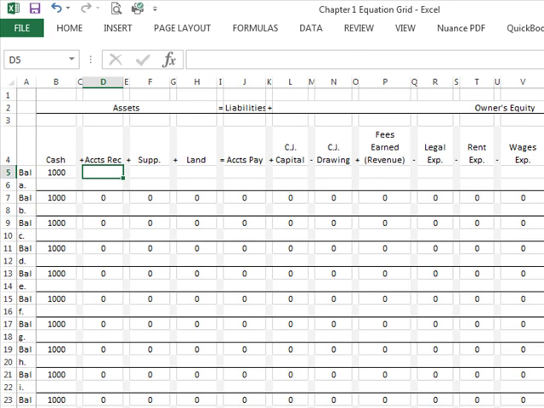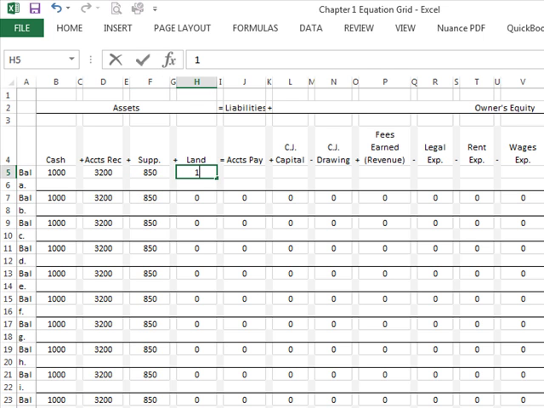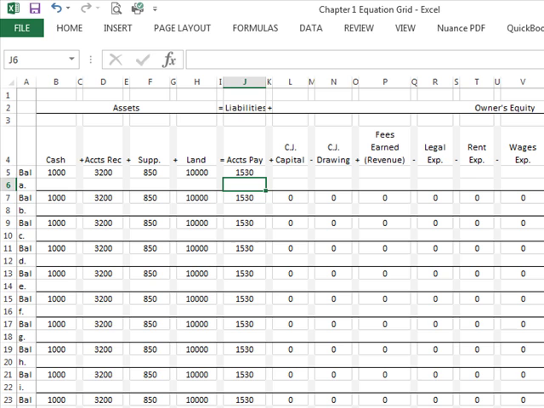Now we had accounts receivable of $3,200. There were supplies of $850. Land was $10,000. Accounts payable is $1,530. And the capital, which is CJ Capital for Cecil Jamison, is $13,520. So our assets equal our liabilities plus our equity. All right, so we're going to begin with transaction A.